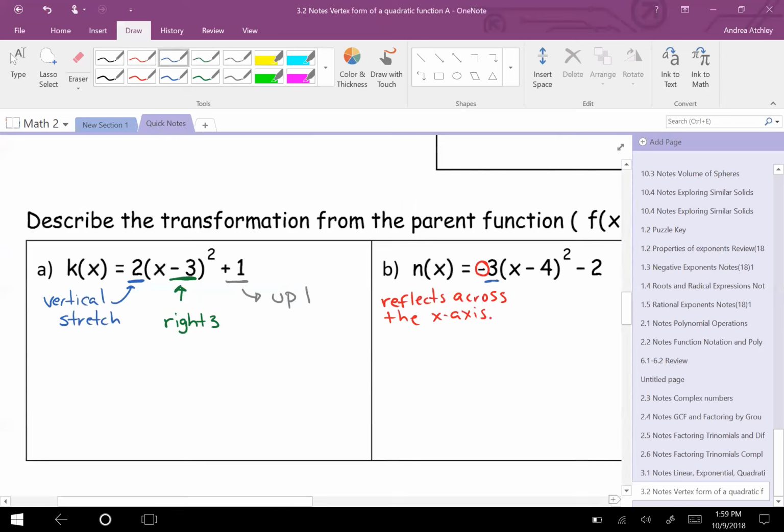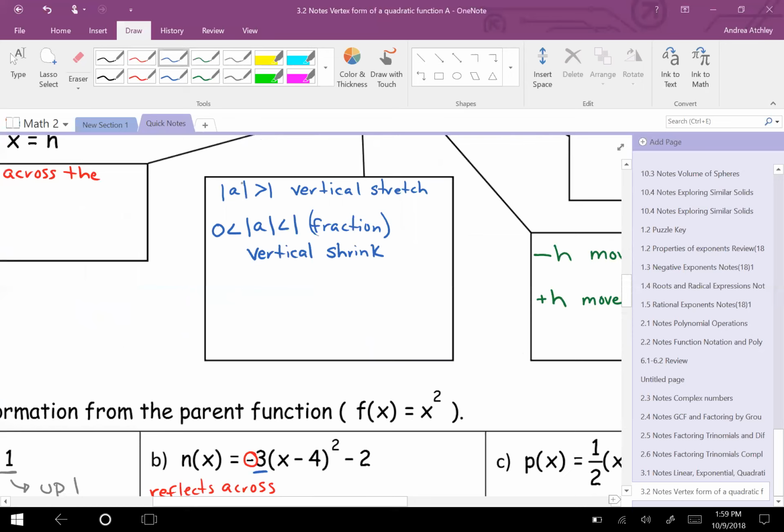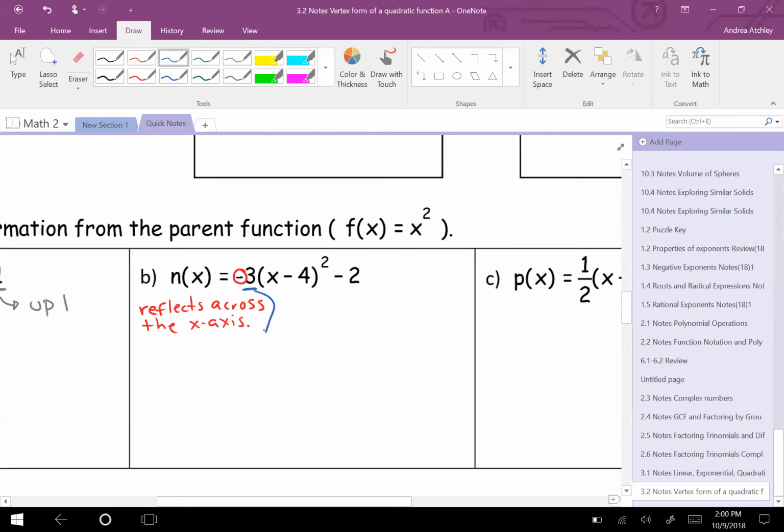The 3 itself, we just take the absolute value now, so we don't care that it was negative. The 3, is it greater than 1 or in between 0 and 1? It's greater than 1. So again, we're doing a vertical stretch. So the 3 is a vertical stretch. So my parabola is going to get skinnier. I'm going to stretch it vertically to get thinner.